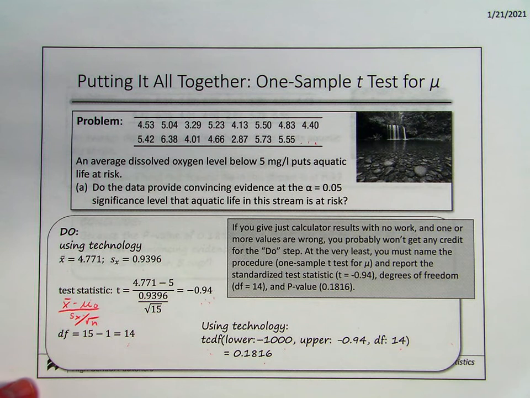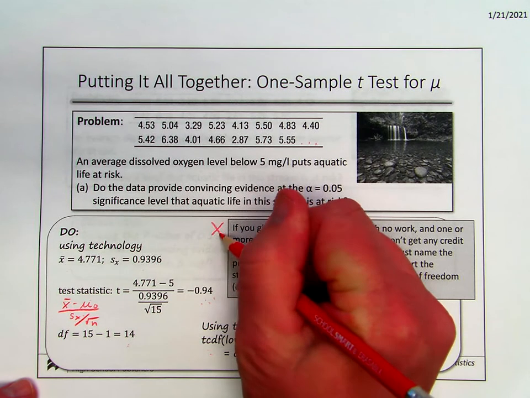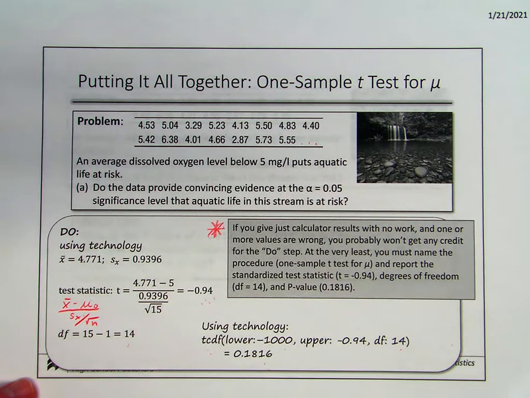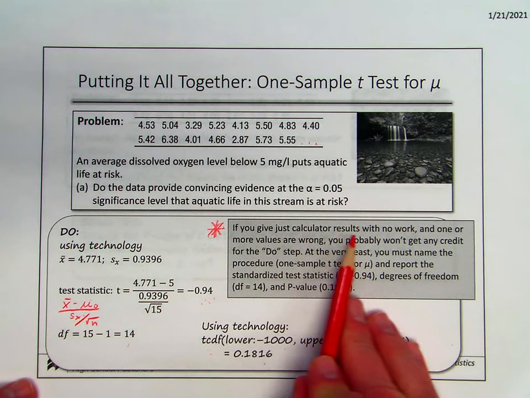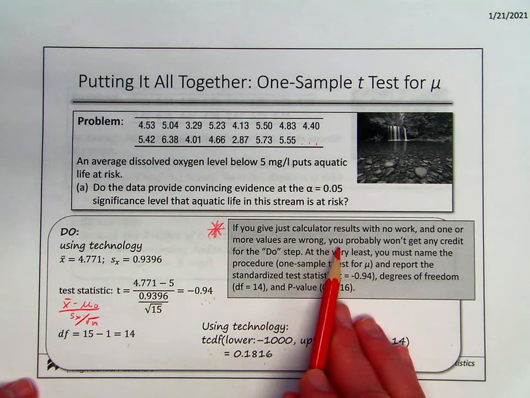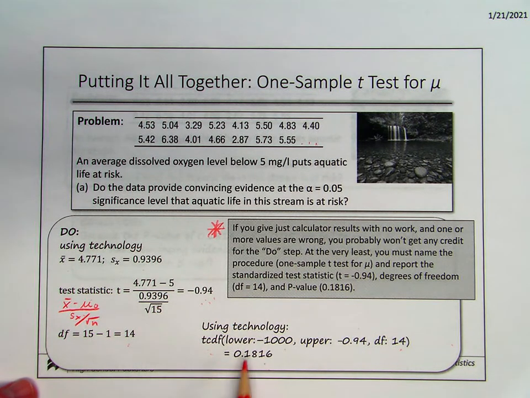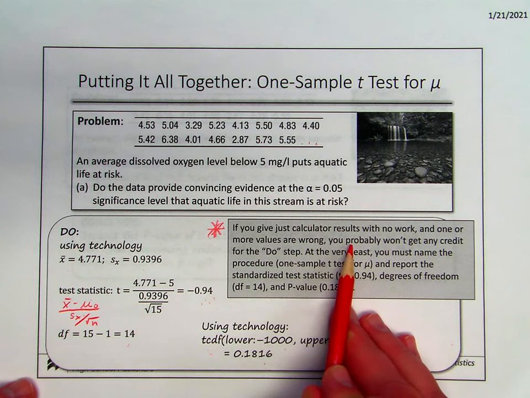Now, in the future, we're going to learn some other technology stuff, and you may or may not be showing all of this for all of the significance tests we do. Here is the important minimum that has to be shown. If you're going to give just calculated results with no work, and one or more values is wrong, you probably will not get any credit for the do step. Well, these tests are going to get more complicated as we move through the book, and that's a risk you're probably going to be willing to take.